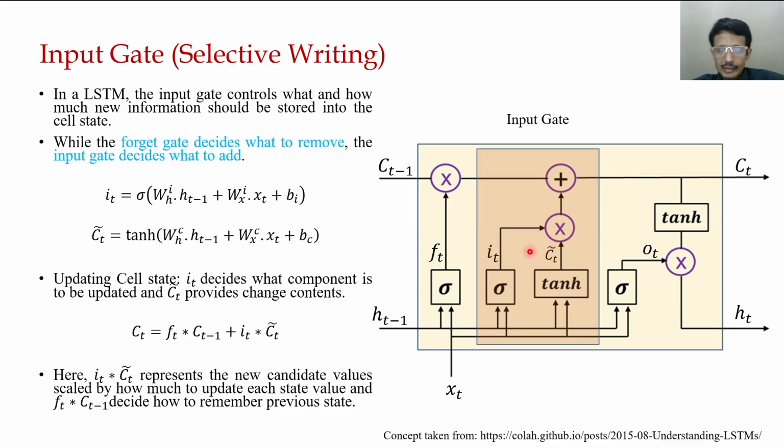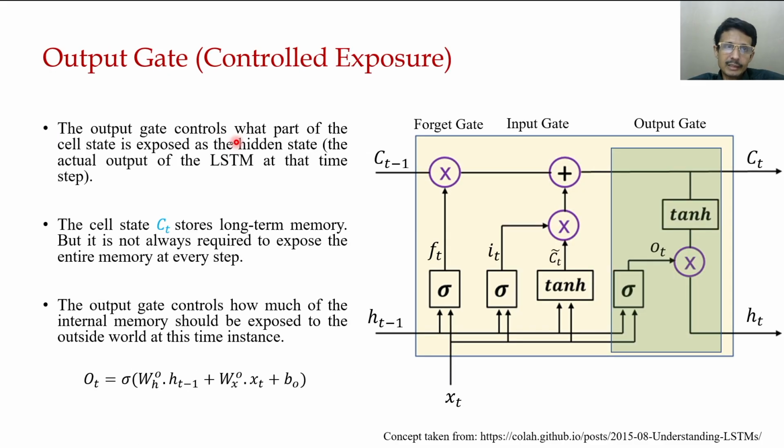Now come to the final one, the output gate, the controlled exposure. What are we going to output? The output gate controls what part of the cell state is exposed as the hidden state, the actual output of the LSTM at that particular time step. So the hidden state is basically the usual output.